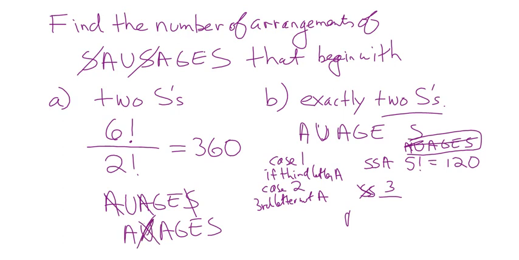After that, let's write this out again. We've taken out one of these letters, leaving me with 1, 2, 3, 4, 5, divided by 2 factorial, because 2 of them are A's, which gives us 180. So 120 plus 180 is a total of 300. Begin with exactly two S's. That plus that is 300. So there are 300 ways.